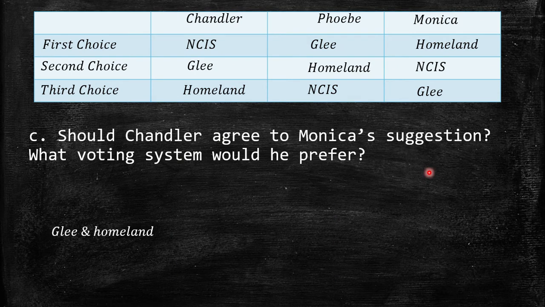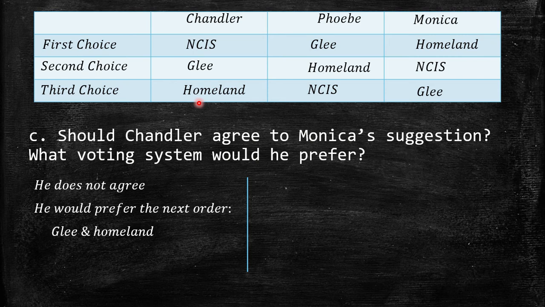Then should Chandler agree to Monica's suggestion? What voting system would he prefer? Naturally, he doesn't agree, because with this system the outcome is the third choice of Chandler. So then he would prefer a different order.